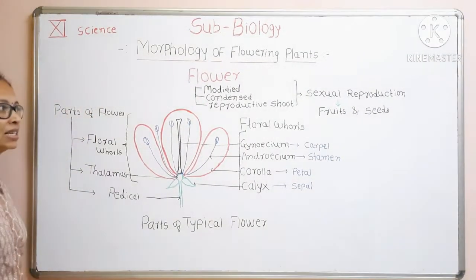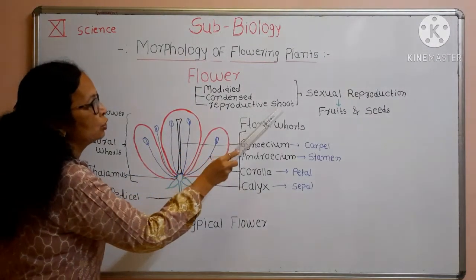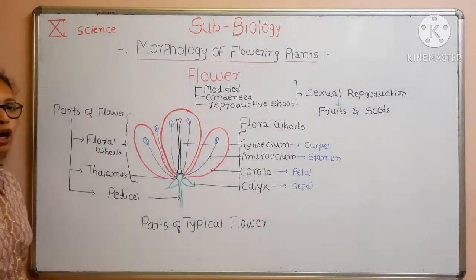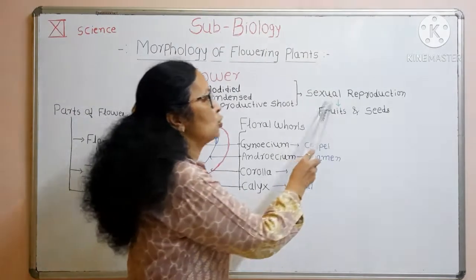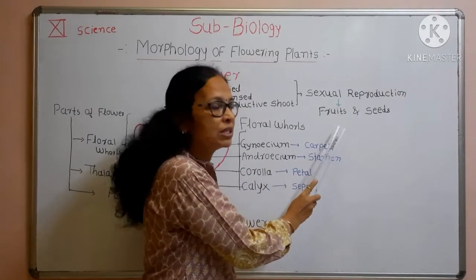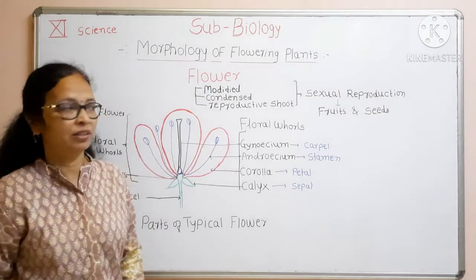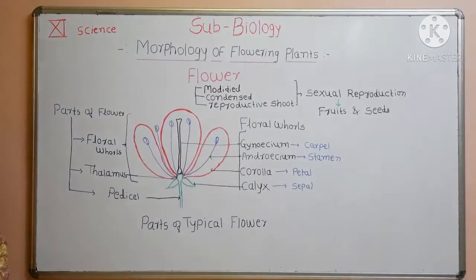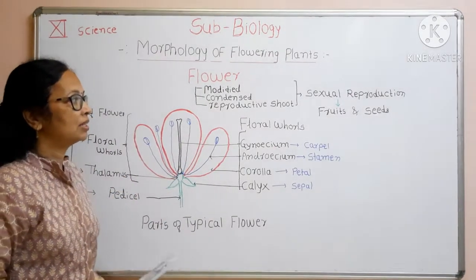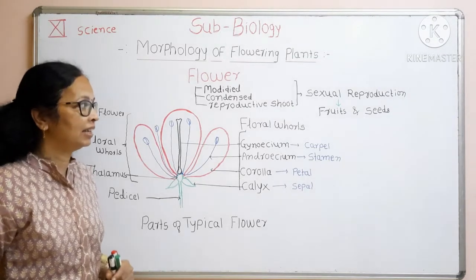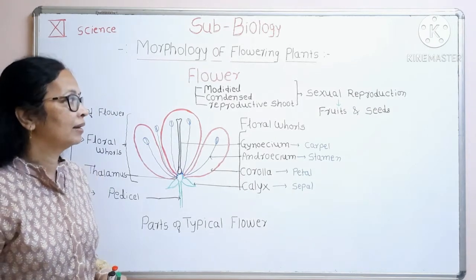So flower is highly modified, condensed, reproductive shoot with limited growth, specially designed for sexual reproduction for producing fruits and seeds. So first word, flower is modified and condensed. So what is the meaning of modified, condensed, reproductive shoot with limited growth?